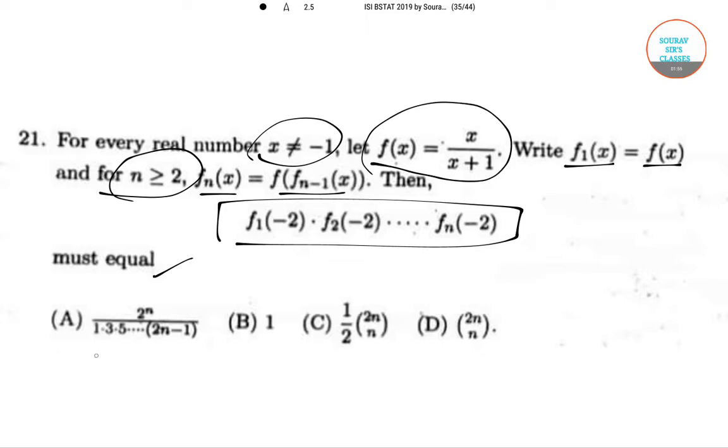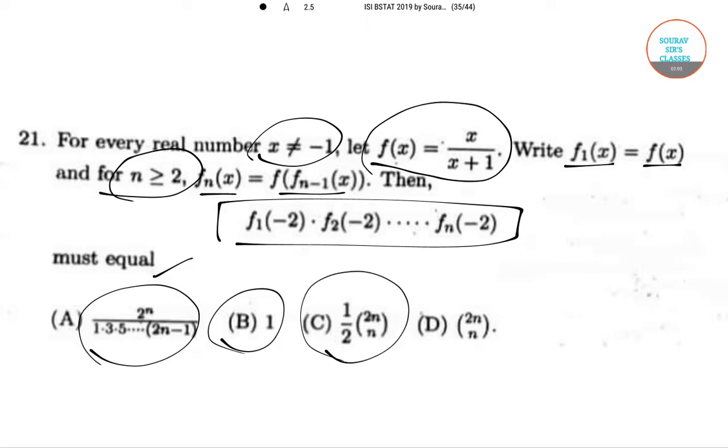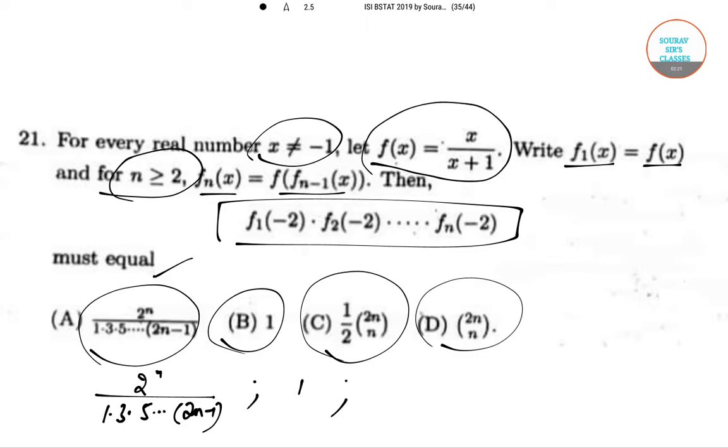So we have four alternatives. The first option is 2 to the power n by 1 into 3 into 5 up to 2n minus 1. The second option is 1. The third option is 1 by 2 into 2nCn, and the fourth option is 2nCn. Any one of these four options is correct, and we have to find that correct option.